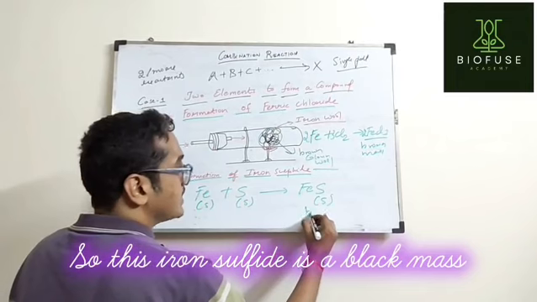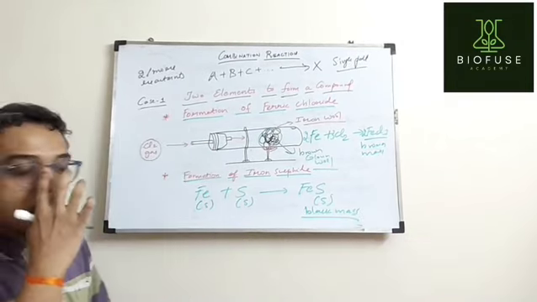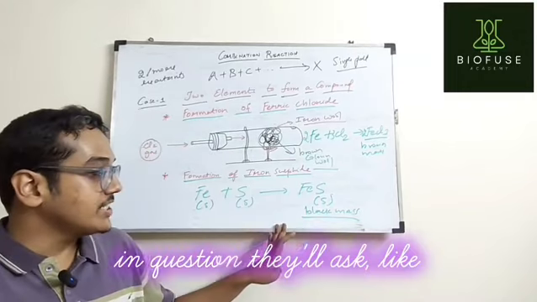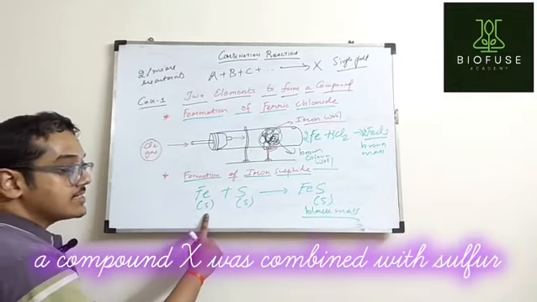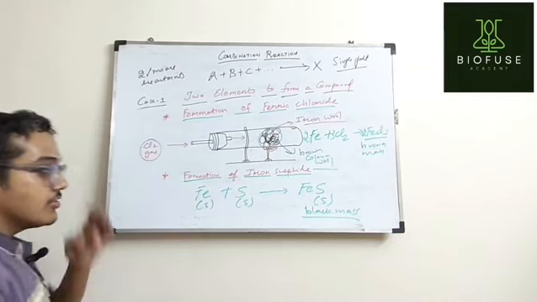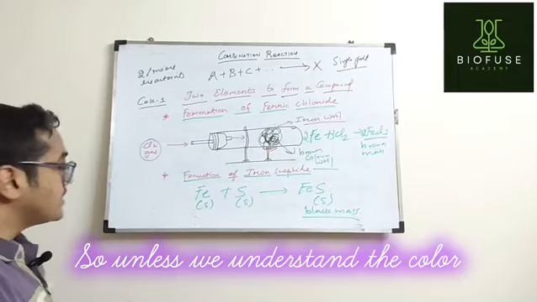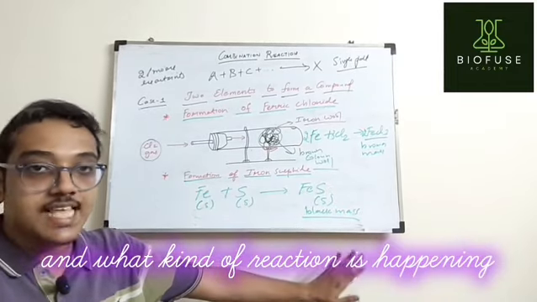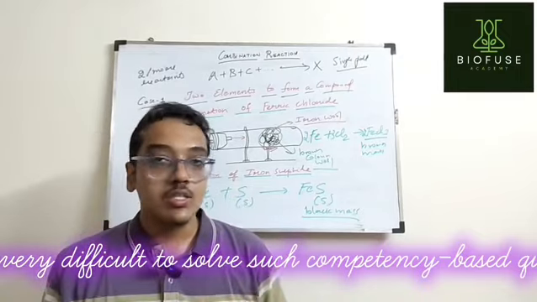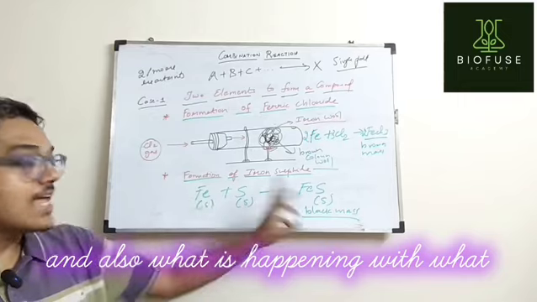So this iron sulfide is a black mass. This color is also very important, guys, because sometimes in a question they will ask, like, a compound X was combined with sulfur and a black mass was formed. So you have to find X and Y. Unless we understand the color and what kind of reaction is happening, it will be very difficult to solve such competency based questions. So you need to understand the color and also what is happening with what.